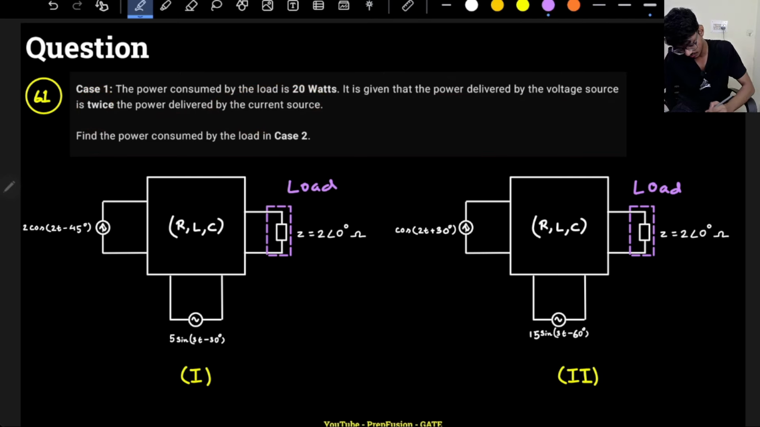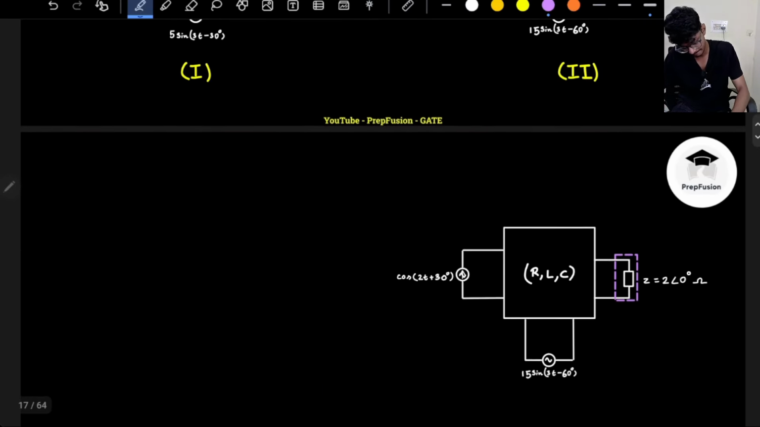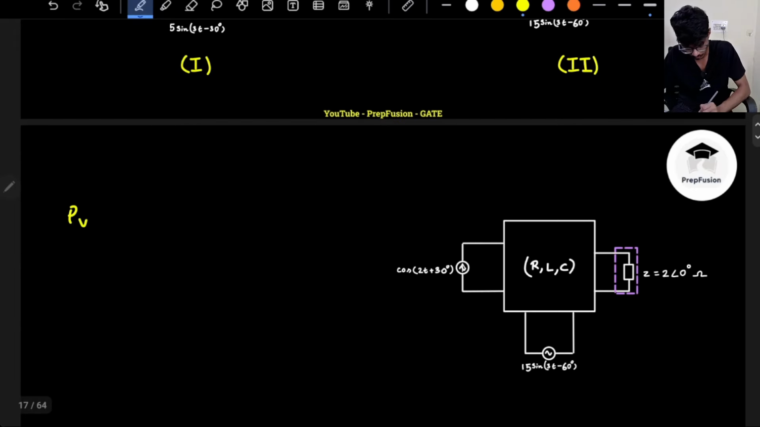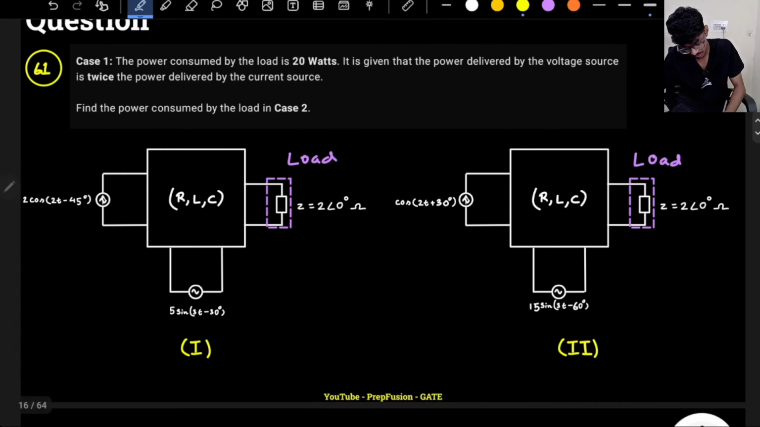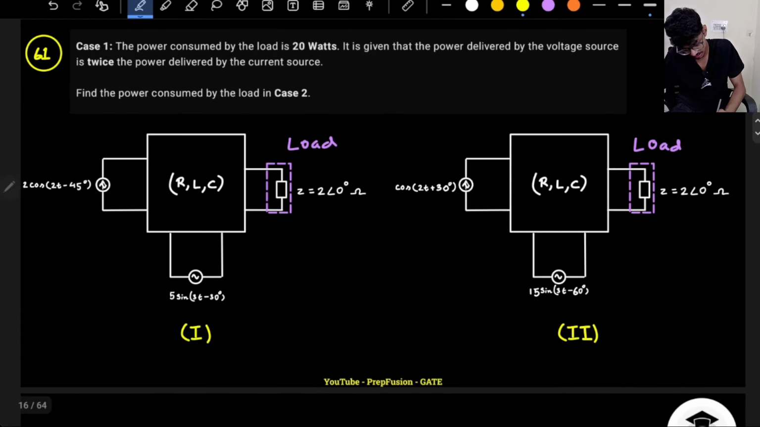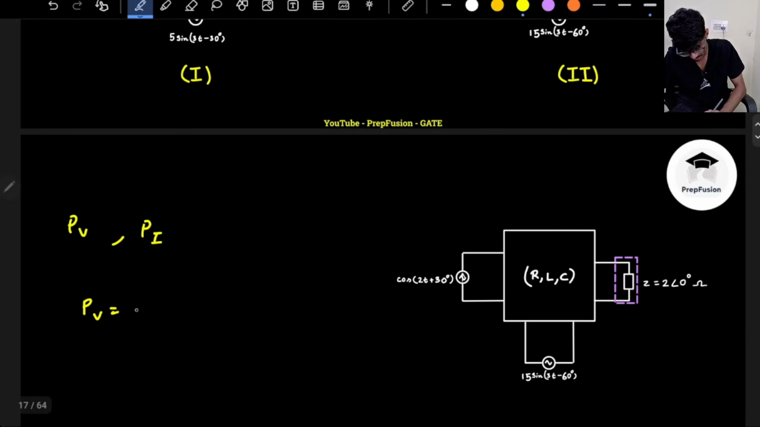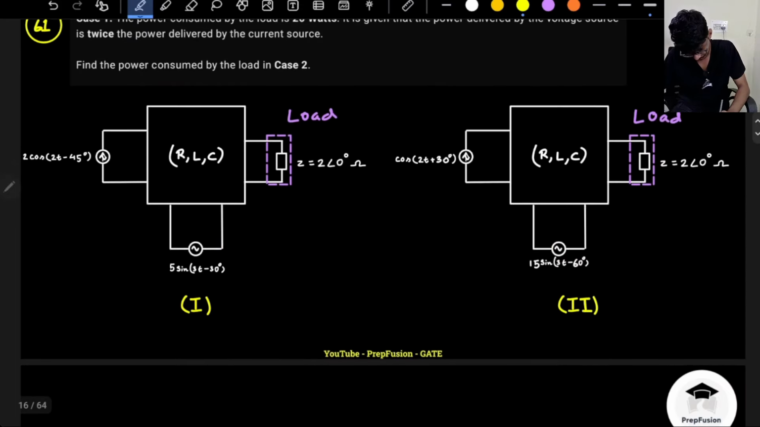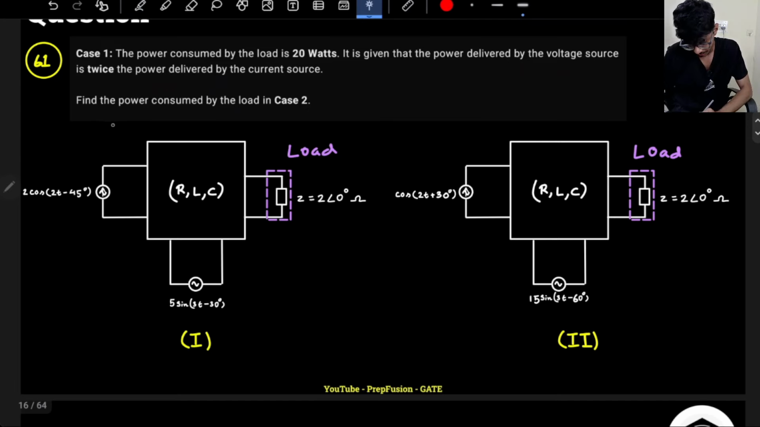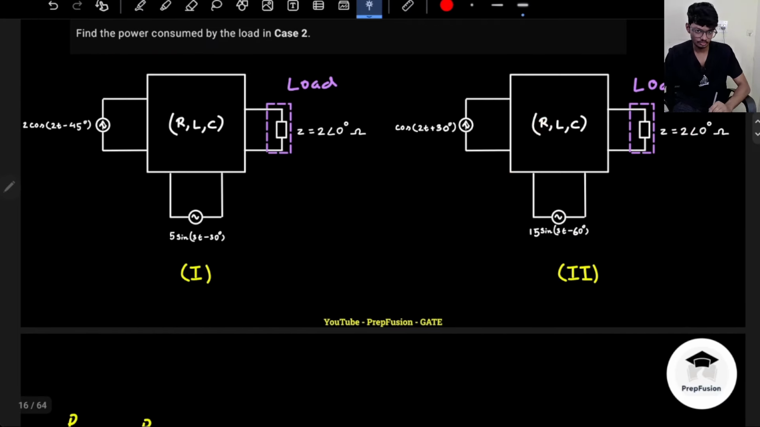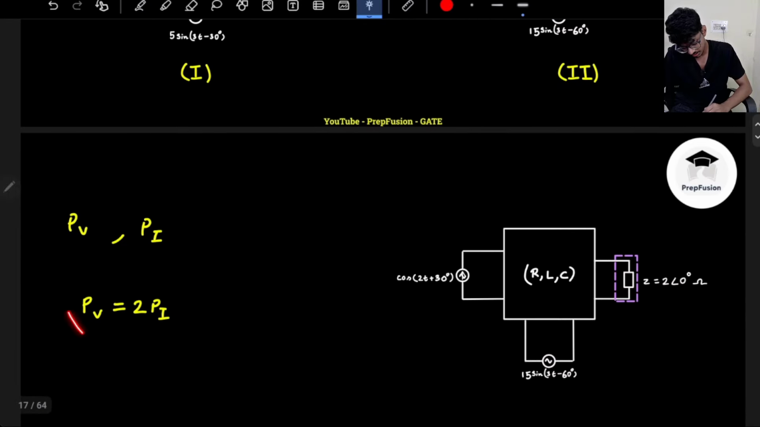So let's assume the voltage source delivers some power PV, and the current source delivers some power PI. It is given that the power delivered by the voltage source is twice the power delivered by the current source, so PV equals 2 PI. And you have to find the power consumed in case 2.